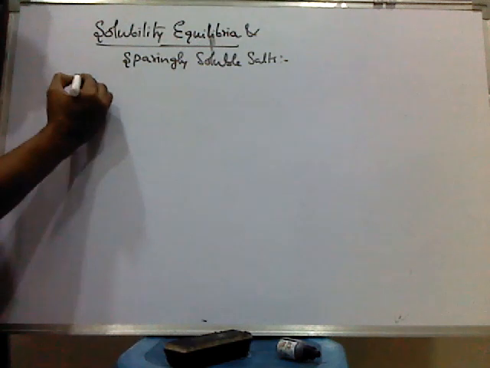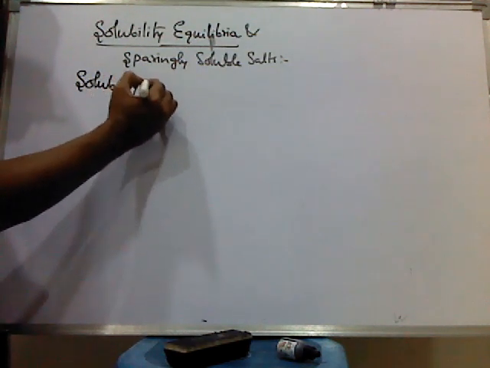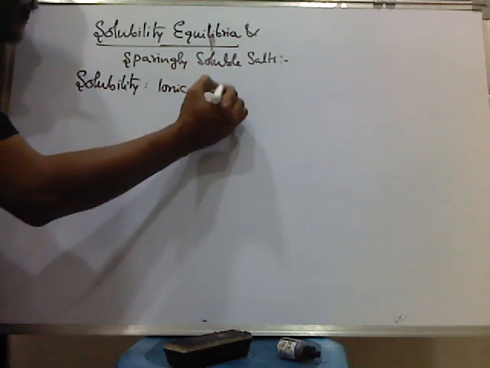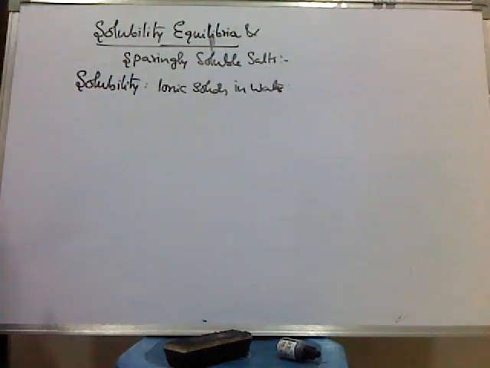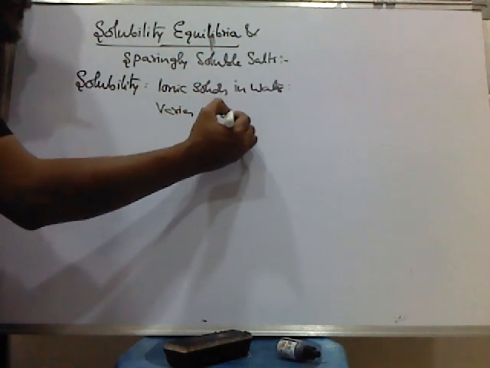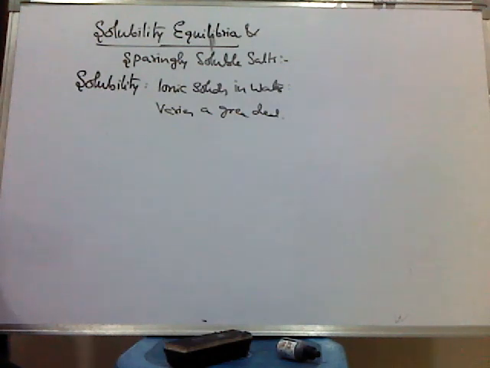So we know the word solubility. The solubility of ionic solids in water varies a great deal. Some of the salts are highly soluble.